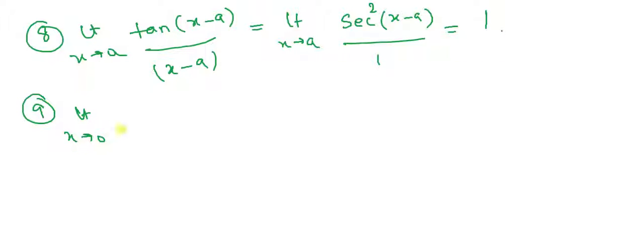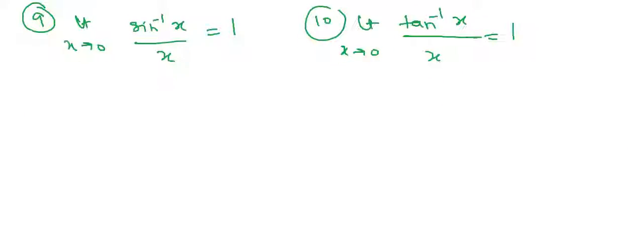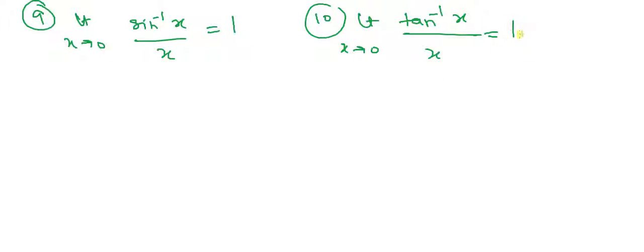Eighth, then we have ninth property, which is very simple. Limit x tends to 0 sine inverse of x divided by x equal to 1, and this will be 1. 10th property, limit x tends to 0 tan inverse of x upon x, again you will get 1. We've solved these problems by using L'Hospital rule or other methods also. You just have to check is it a 0 by 0 form, what kind of form the question is asking, and by seeing the form you can solve the question easily.